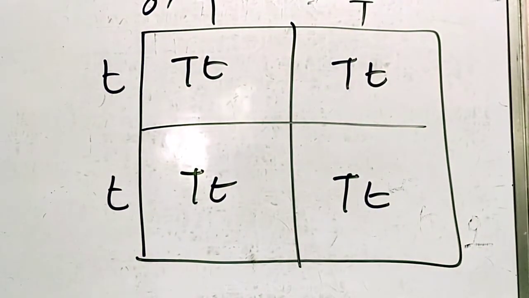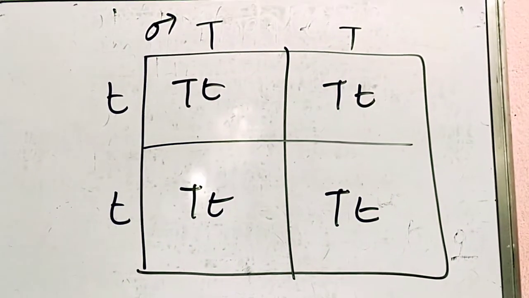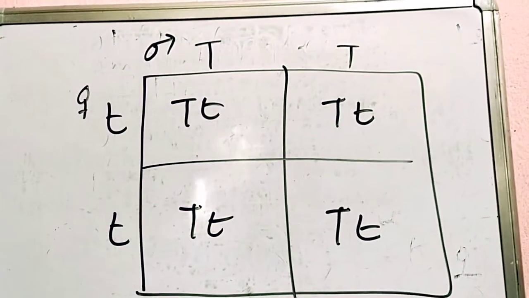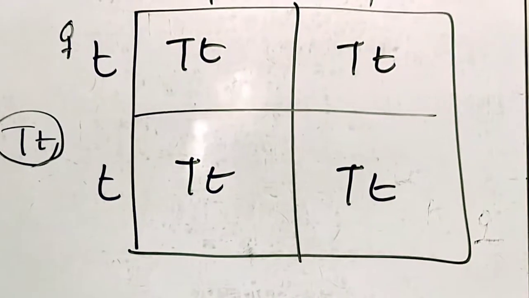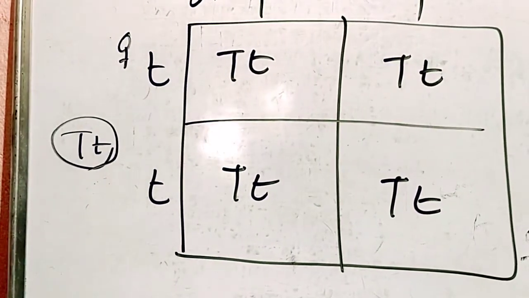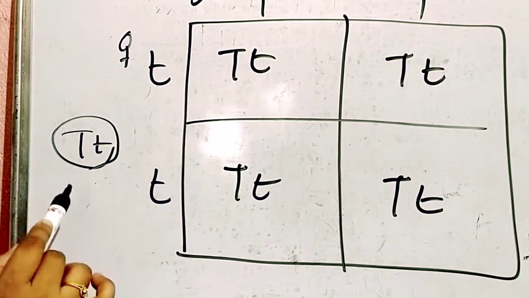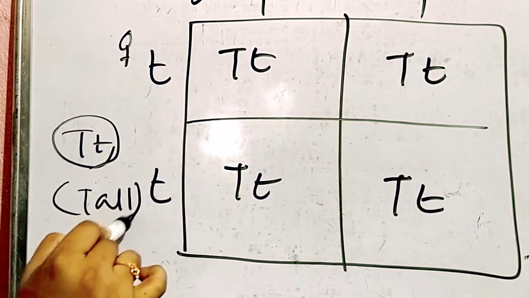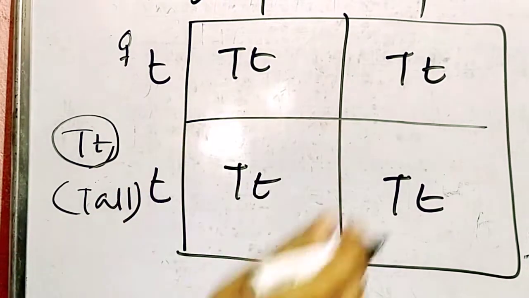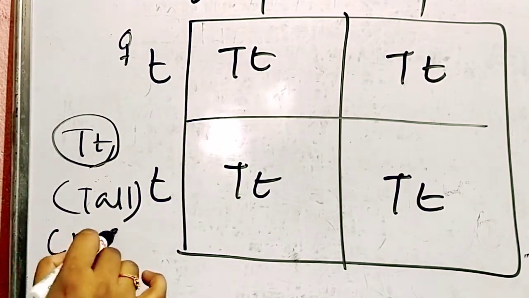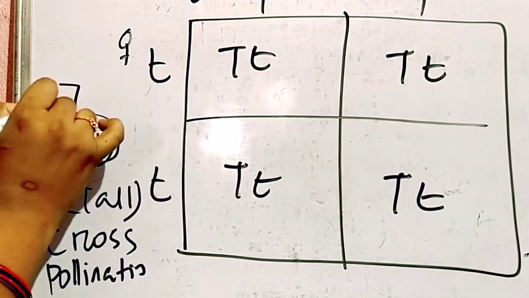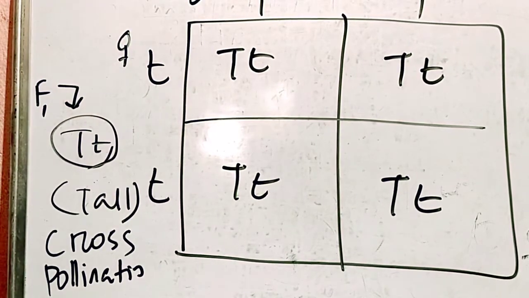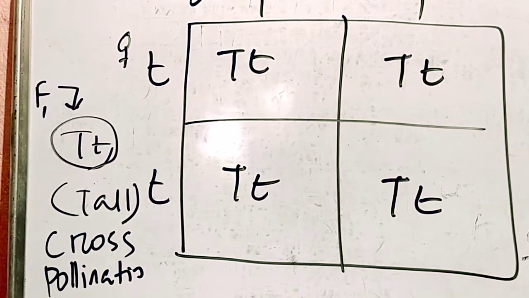As you can see, all the possible offsprings are all tall, all are capital T small t, and though it was genotypically capital T small t, phenotypically it was representing a tall plant. And of course it was a cross pollination. So during the cross pollination that Mendel has done, the offspring which was produced was called the F1 offspring or first filial offspring. In the first generation, all the plants phenotypically or physically were tall.